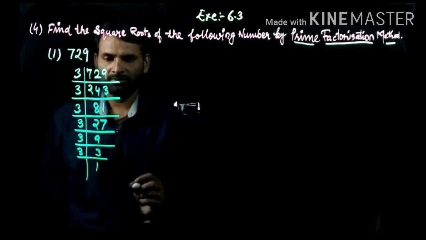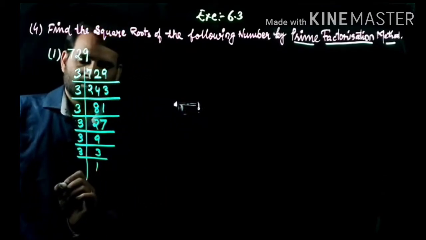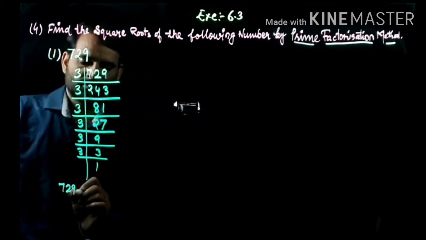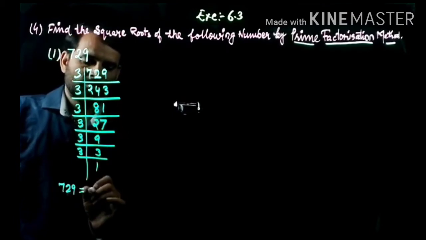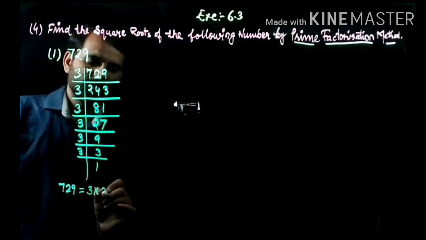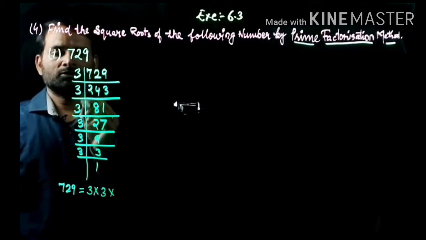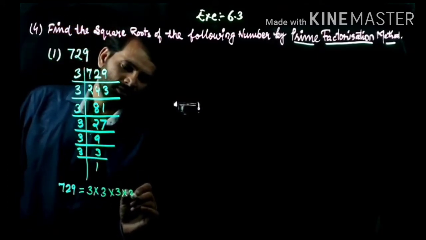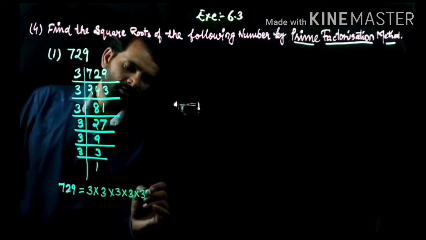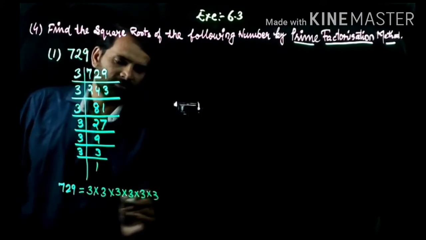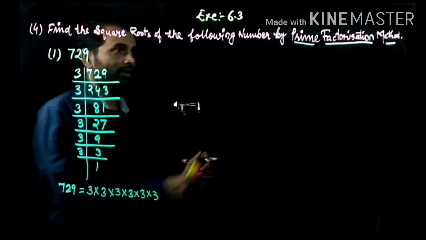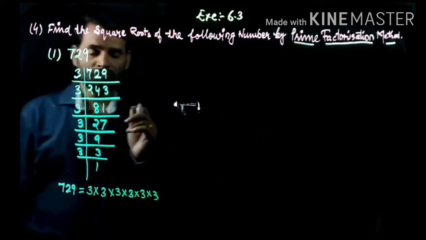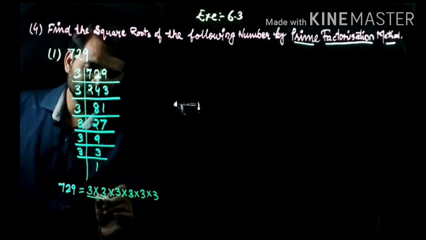Then find the factors. You write 729 is equal to, write the factor 3 multiplied how many times? 1, 2, 3, 4, 5, 6. So 3 into 3 into 3, 3 six times. Okay, and because to find the square root you make pairs of two same numbers.